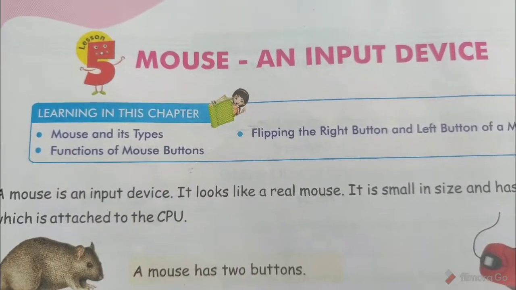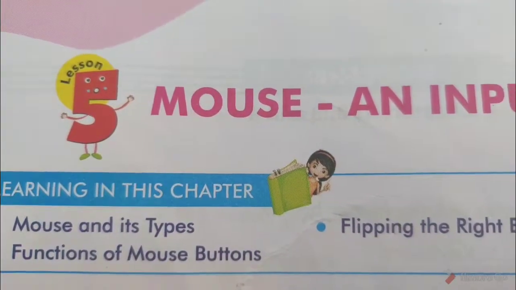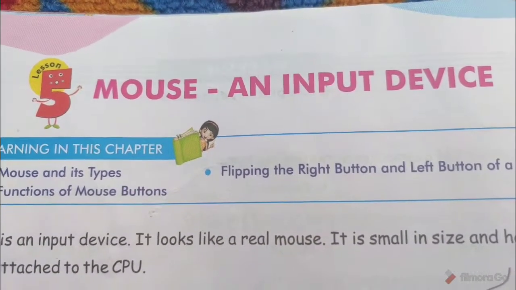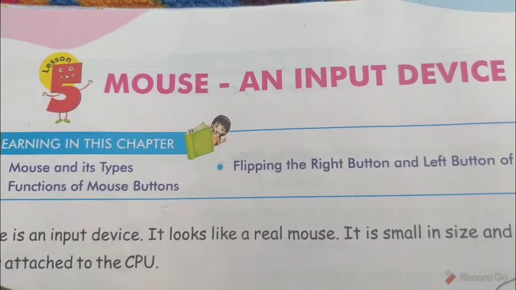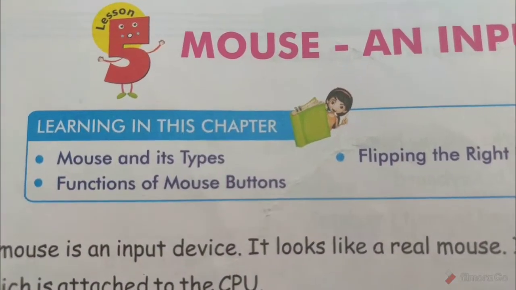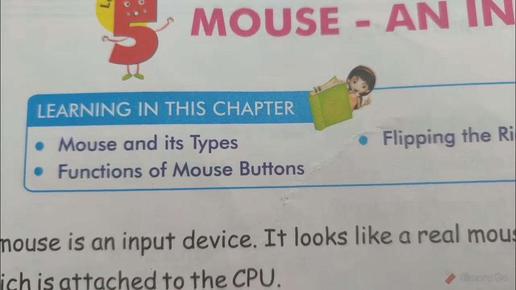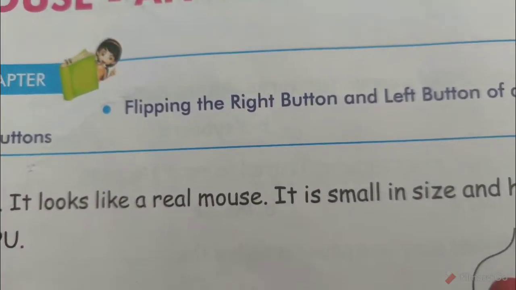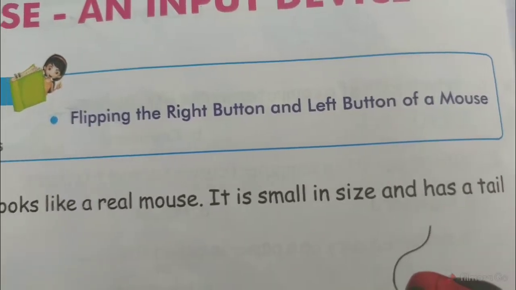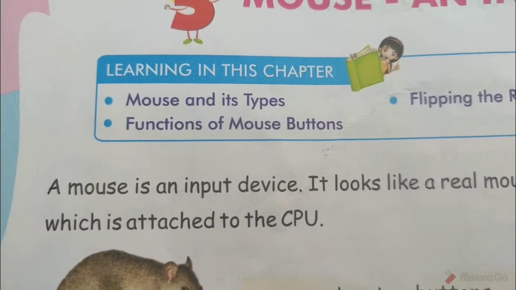Today we will read Lesson 5 of Computer Class 2, Mouse and Input Device. Let's start with the reading. Learning in this chapter: Mouse and its types. Flipping the right button and left button of a mouse. Functions of mouse buttons.